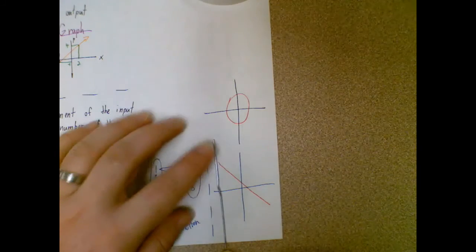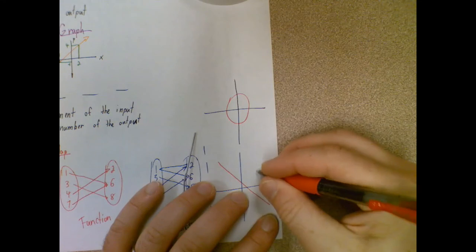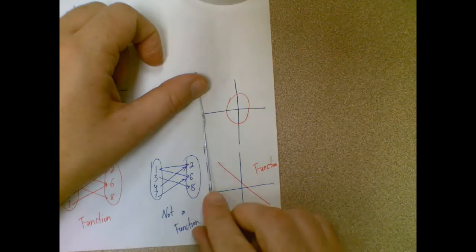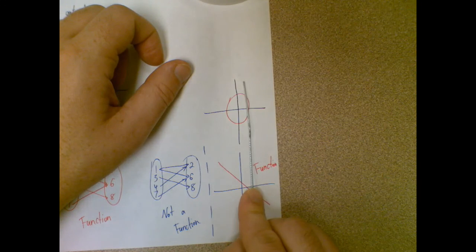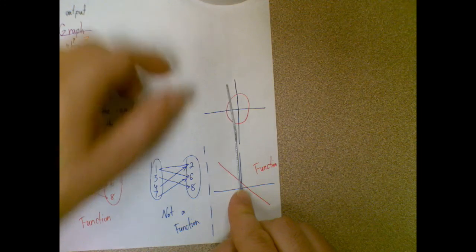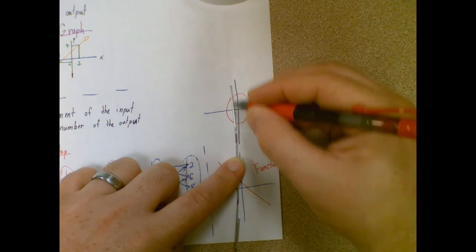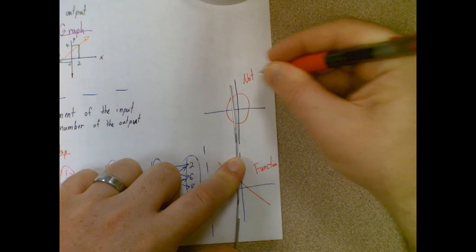Let's start on this bottom one. If I drag this whole thing from left to right, does it ever hit my red graph twice? No, it only ever hits my red graph once. So this passes the vertical line test and is a function. Up here, if I drag right there, and it doesn't matter where it is, if it happens ever, it fails the vertical line test. So like right here, I'm hitting my graph here and here. Okay, so that fails the vertical line test and is not a function.